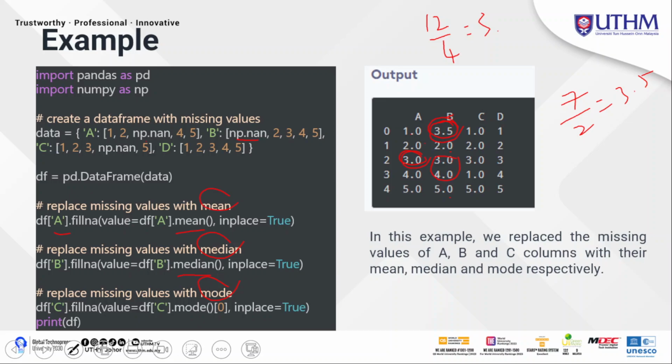And the mode. Next, the mode replaces the value with the mode. So you can see 1, 2, 3, and row number 4. Row number 4 is supposed to be the missing value, but they replace it with 1.